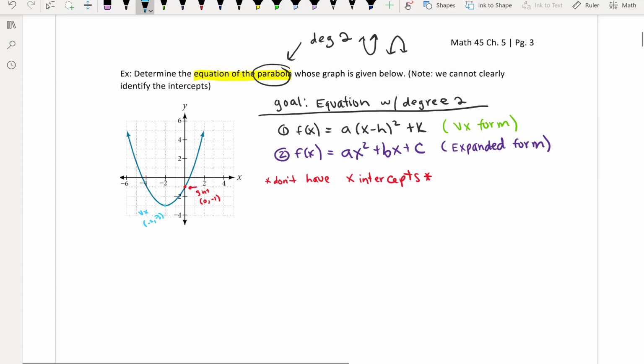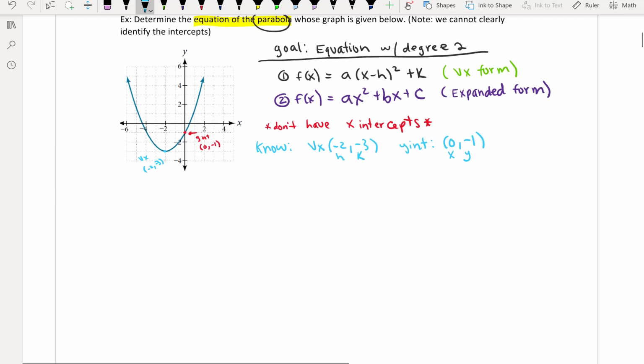So things that we know: we know the vertex to be -2, -3. We also know that the y-intercept is going to be 0, -1. Remember, this is our h and our k in the vertex. We refer to it as h and k. And the y-intercept, we like to refer to that as my x and my y. So we're going to rewrite this as our general form.